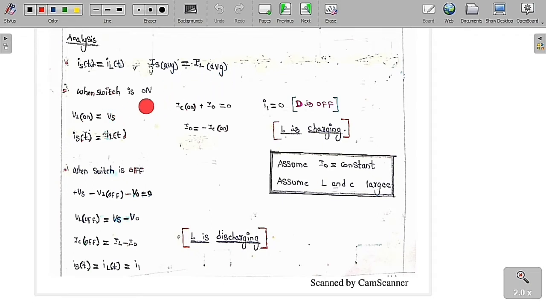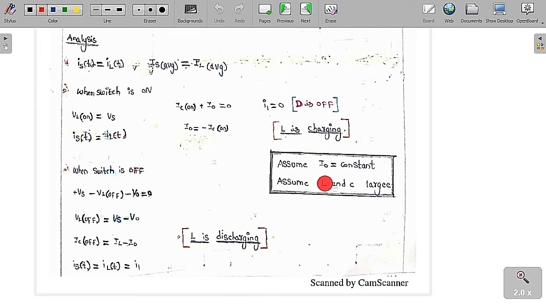So when the switch is on, the VL, the voltage across the inductor during the switch on, VL on is equal to the supply voltage Vs, and the source current is equal to the inductor current when the switch is on. When the switch is on, the diode is off. So by applying KCL we get IC plus I0 is equal to 0, because diode D is off, so I1 is equal to 0. So simply we can say that I0 is equal to minus IC on. So L is charging in this condition.